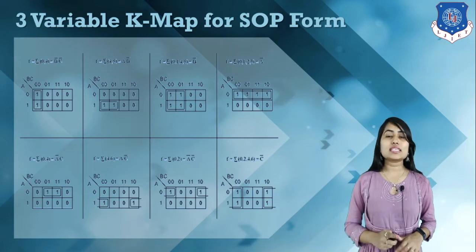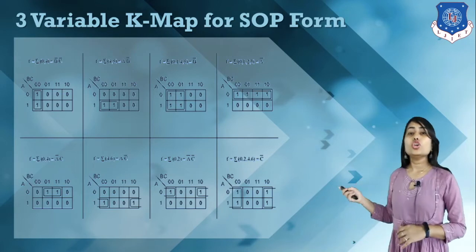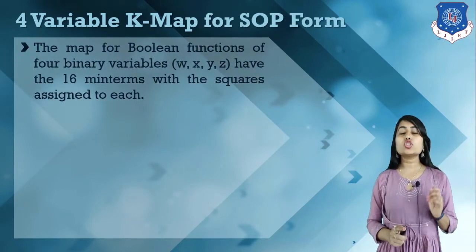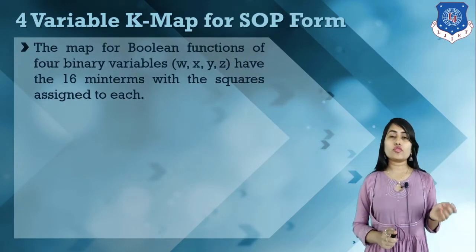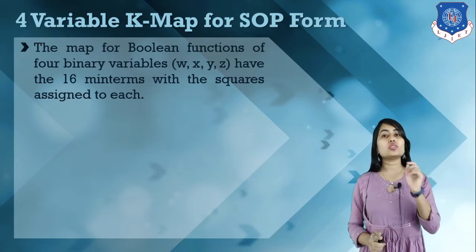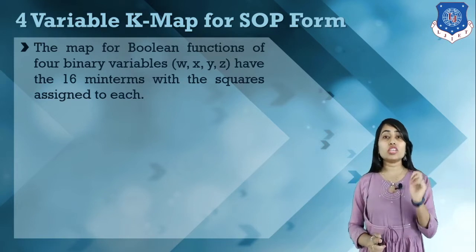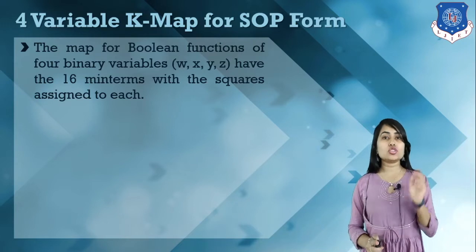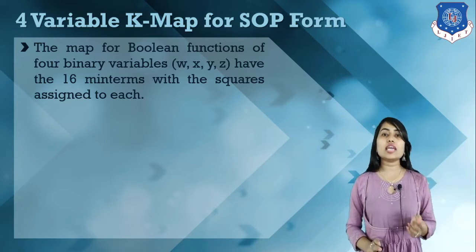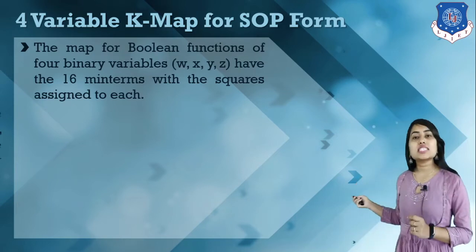Now let's discuss 4 input variables. For 4 input variables we have a total of 4 variables. For 4 variables we have a total of 2 raised to 4, 16 possible combinations. That means we have 16 min terms. So we have a K-map with 16 squares.